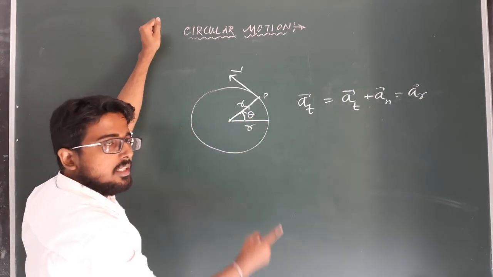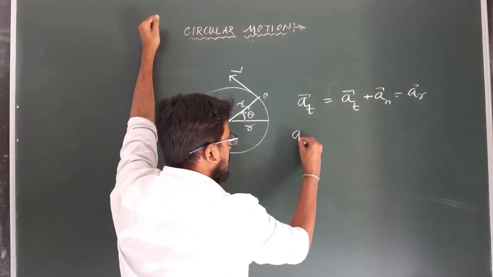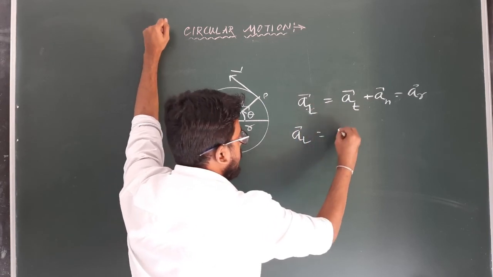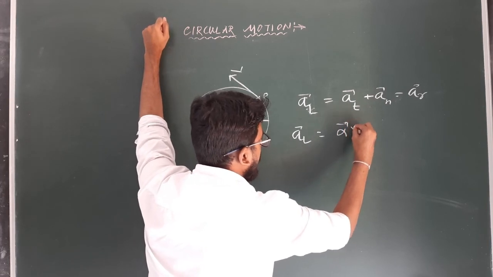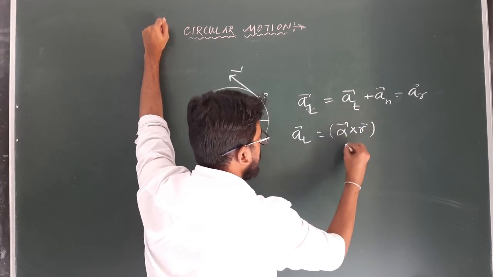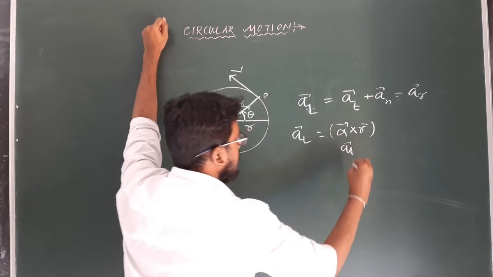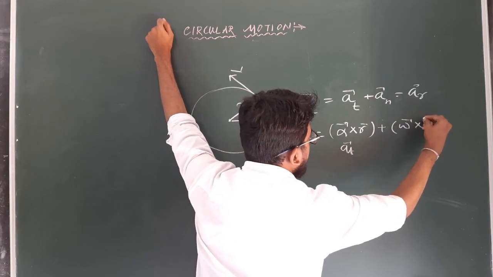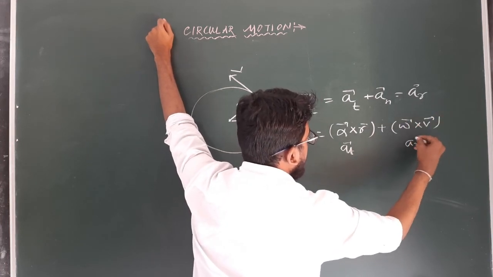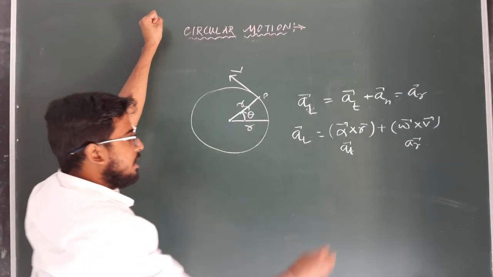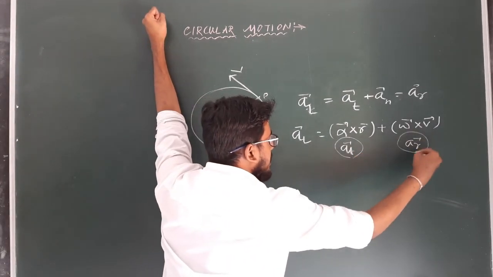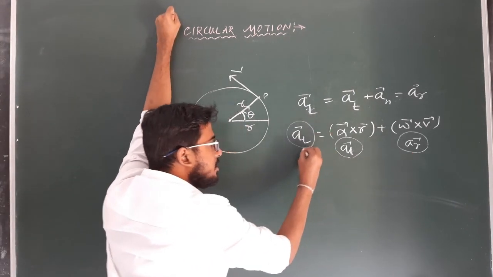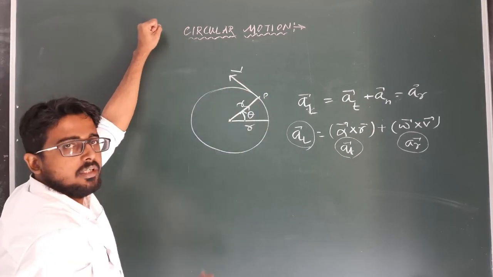We already established the relation between them, where the total linear acceleration is equal to alpha vector cross r vector, which is also known as the tangential acceleration, plus omega vector cross v vector, which is known as the radial or normal acceleration. So what is a tangential and what is a radial or normal acceleration? These are the two components of the total linear acceleration of a particle which is executing circular motion.